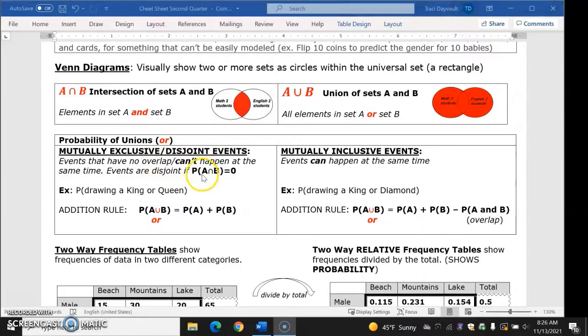The probability of A and B, if they're mutually exclusive, they can't happen together, then they're going to be disjoint. For example, being a freshman and being a senior are mutually exclusive. The probability of being a freshman and a senior at the same time is 0. So for unions, if something is in A or B, we add the probabilities together. If there's overlap, you have to subtract it.